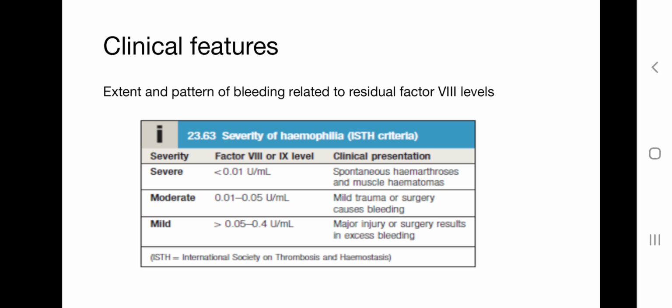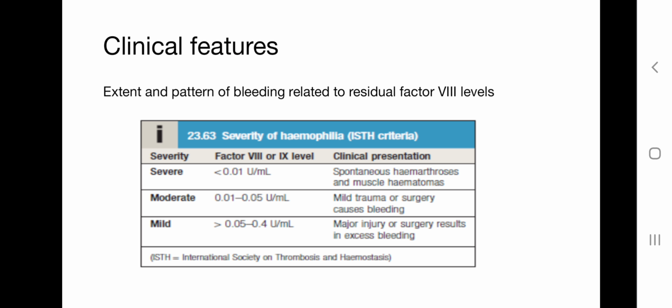Now, what are the clinical features? The clinical features are essentially due to the deficiency of factor 8 resulting in bleeding tendencies. The extent and pattern of bleeding due to hemophilia depends on the residual factor 8 levels. The level of factor 8 present in each individual varies, resulting in mild, moderate, or severe clinical presentations.